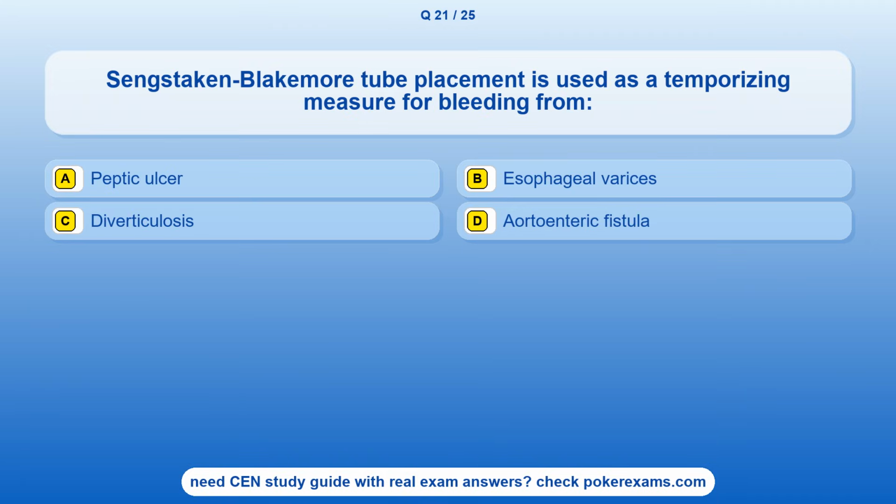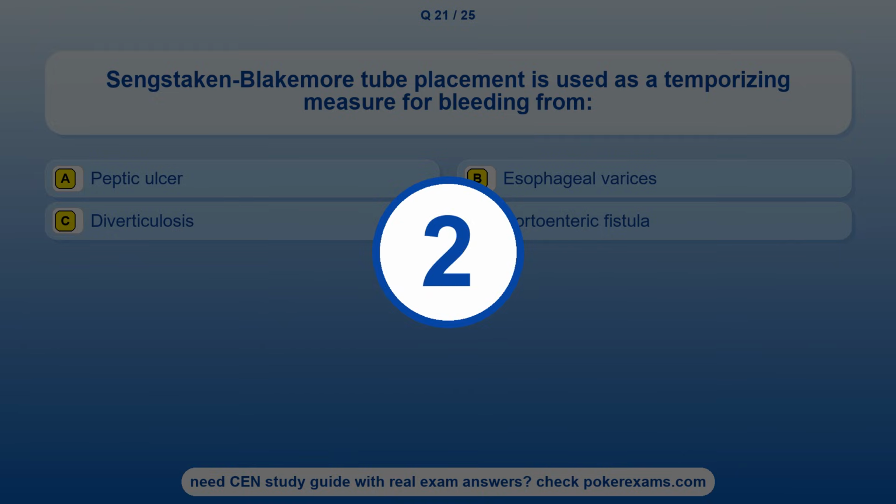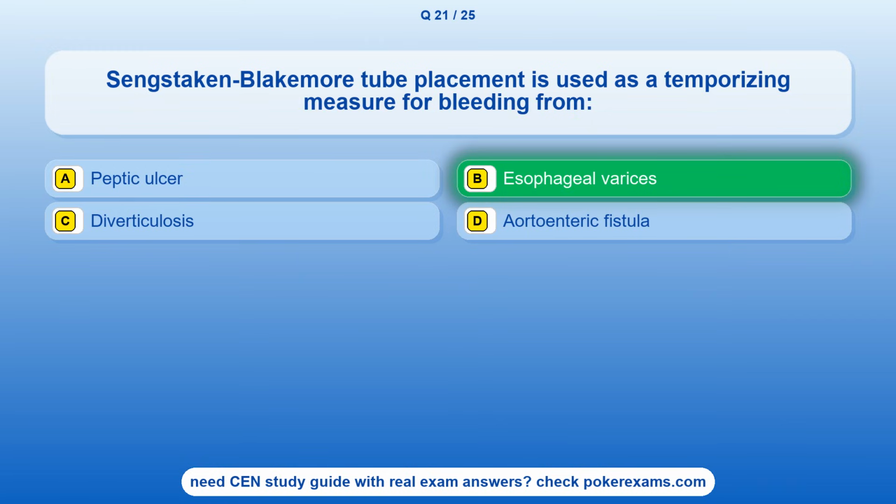Question 21. Sengstaken-Blakemore tube placement is used as a temporizing measure for bleeding from option A, peptic ulcer. Option B, esophageal varices. Option C, diverticulosis. Option D, aortoenteric fistula. The correct answer is option B, esophageal varices.